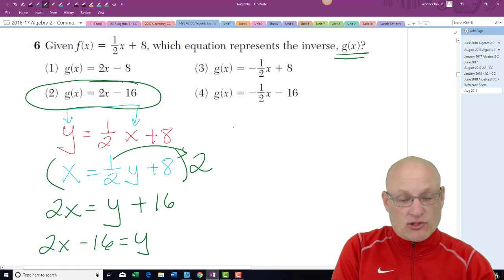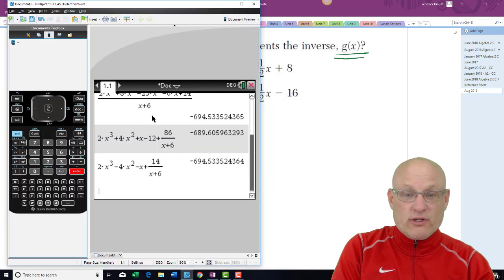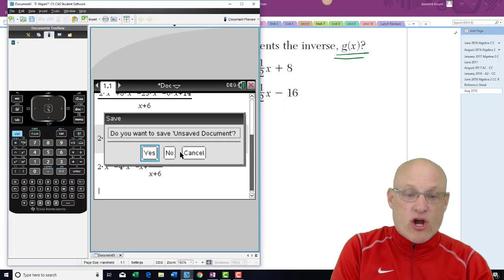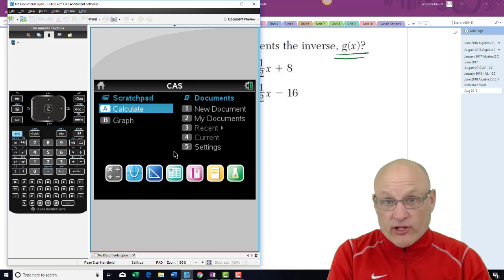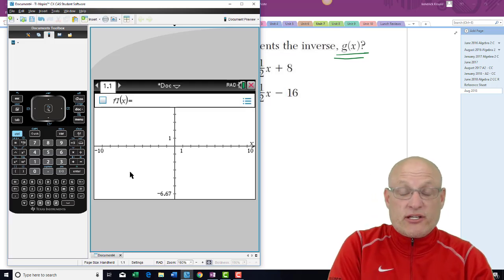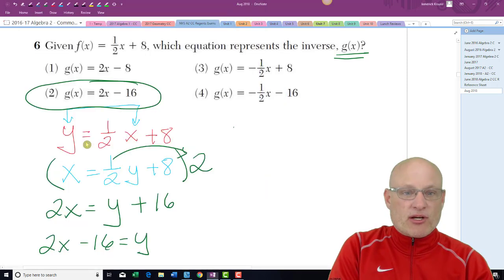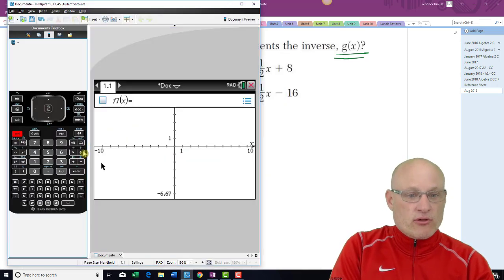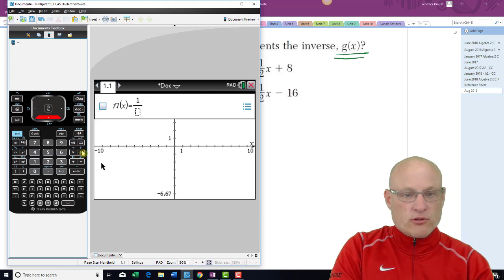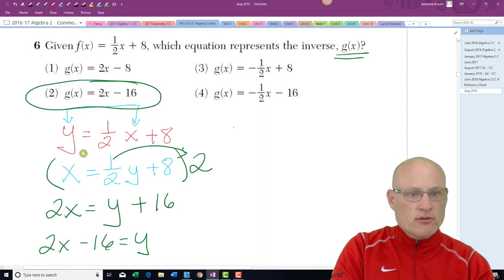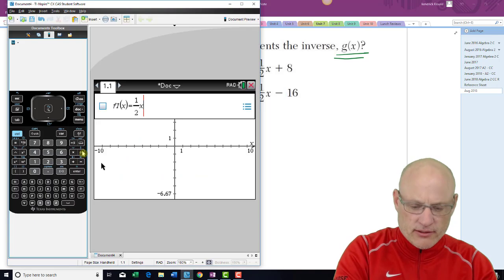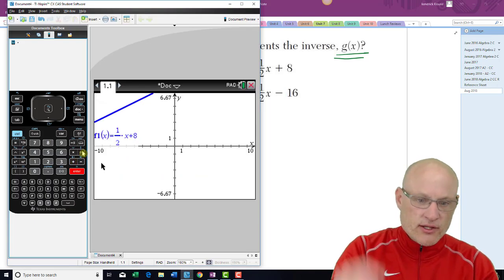Let me show you what this looks like if you tried to do this graphically. And graphically, it's really, really simple. Remember what I told you. There's a number of problems on the New York State Regents Exam that can be done strictly using the graphing calculator if you know what you're doing. All right, so I'm going to graph the original, which is 1 over 2x plus 8. There's the original.